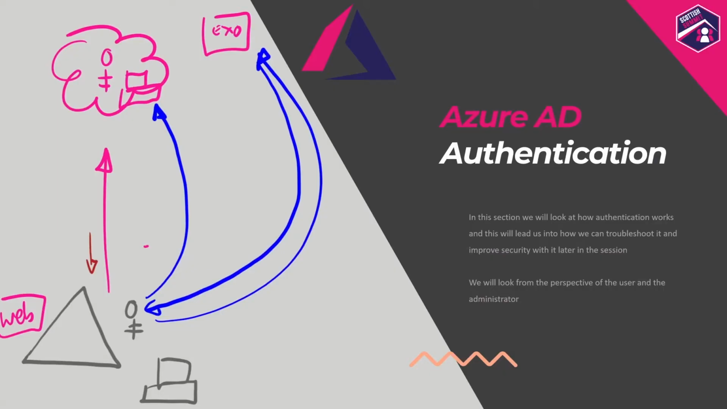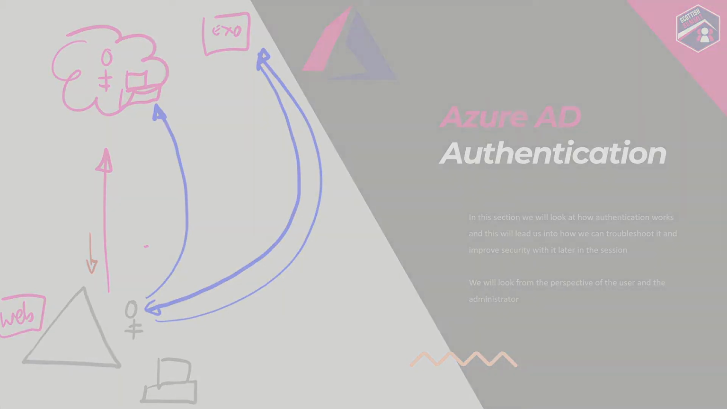So the first thing we're going to look at, by way of doing some pen drawings and some whiteboarding, is Azure AD Authentication, how it works, and then once we know how it works, it will lead us into troubleshooting and how we can improve security with it later on in the session. We will look at it from the perspective of the user and the administrator. We're going to do this by way of a pen cast. So I'm going to do some drawings and talk you through the drawings as I make them.